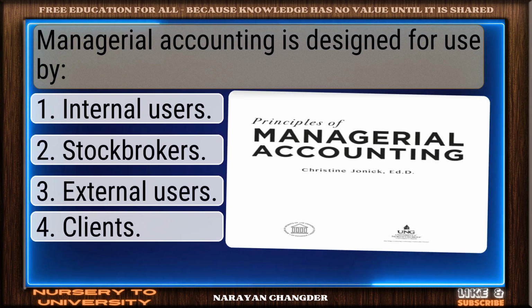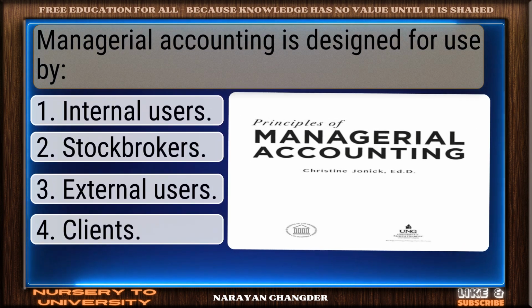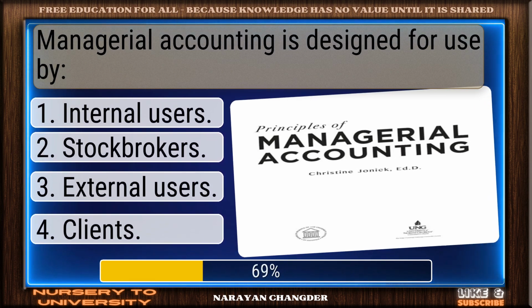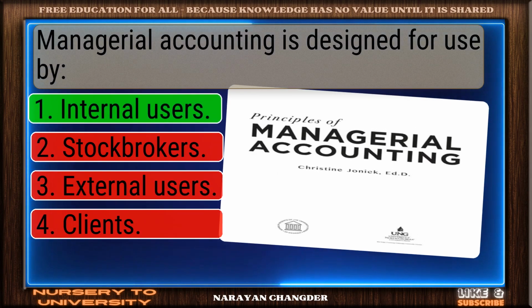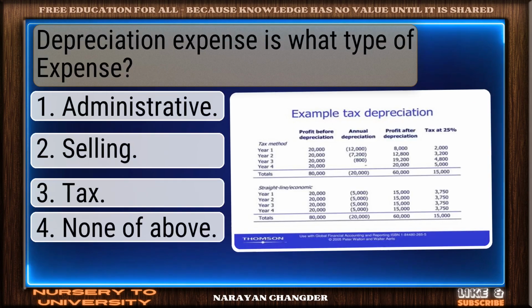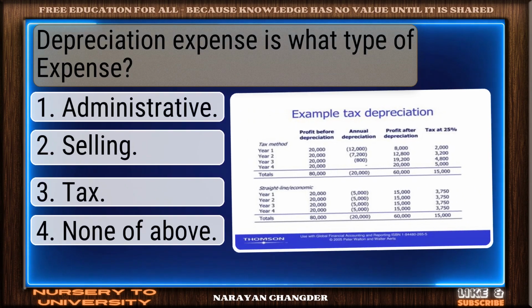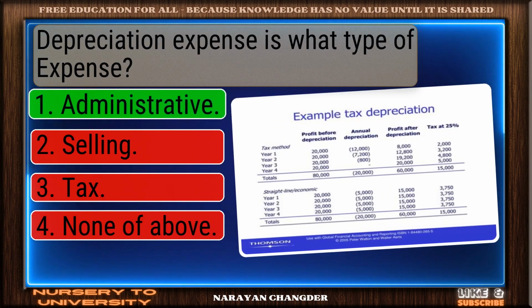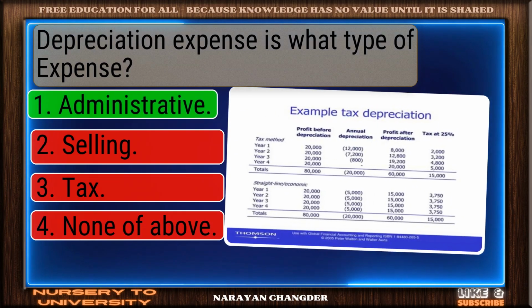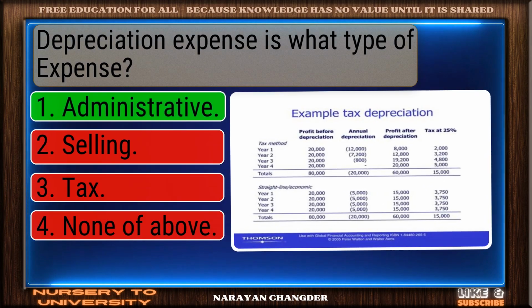Managerial accounting is designed for use by... Solid response. Internal users is a valid choice. Depreciation expense is what type of expense? Correct response. Administrative is the most accurate answer.